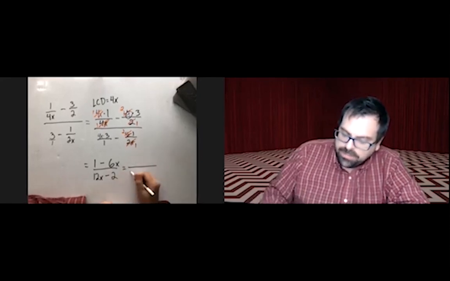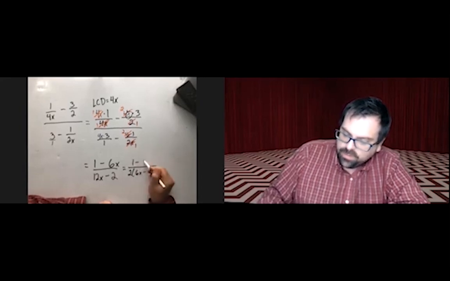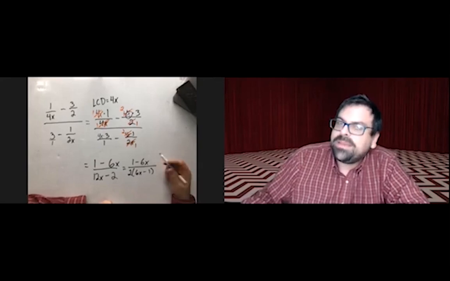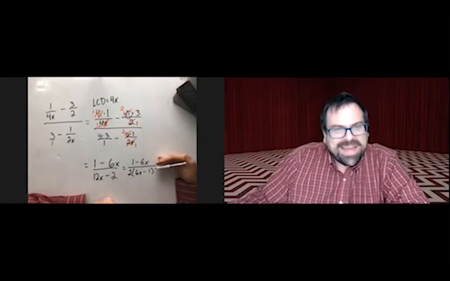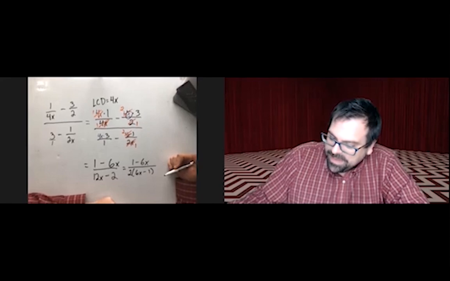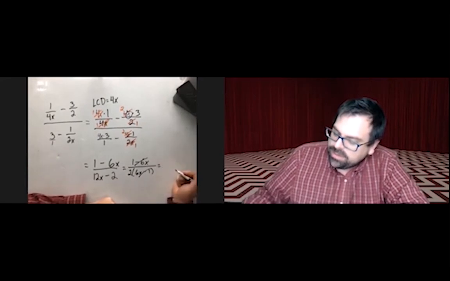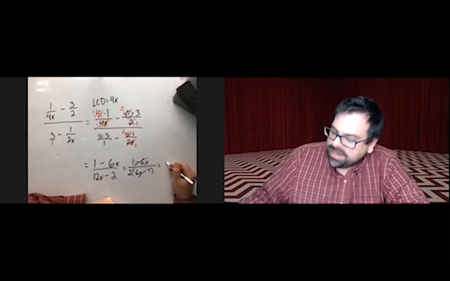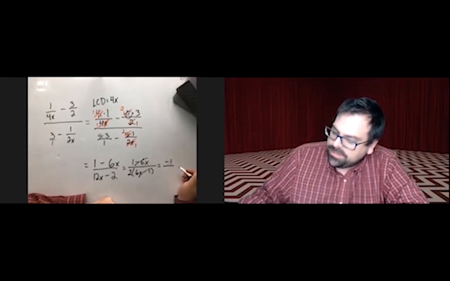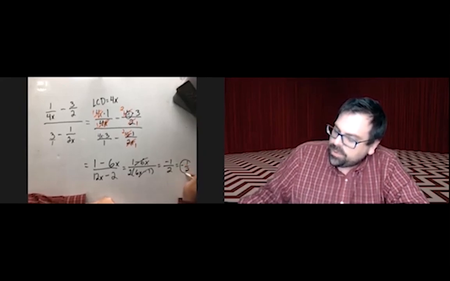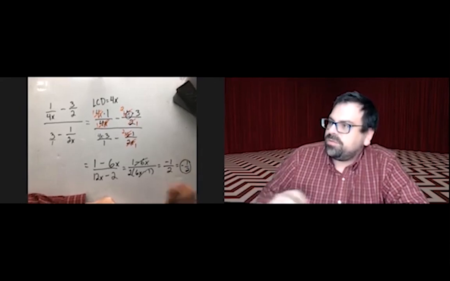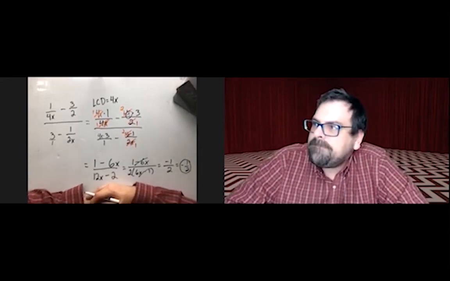If we factor a 2 out of the bottom, that's 6x minus 1 over 1 minus, on top, below 1 minus 6x. The 1 minus 6x and the 6x minus 1 cancel to give us negative 1. And that's over 2. Negative 1 over 2. Negative over positive is negative overall. Negative 1/2. Same answer.